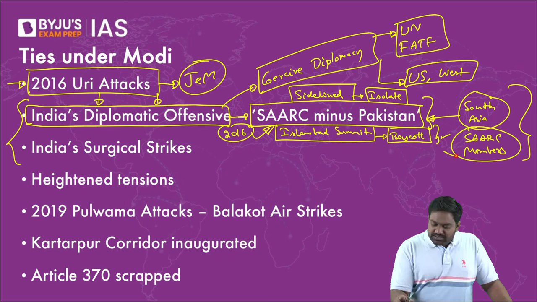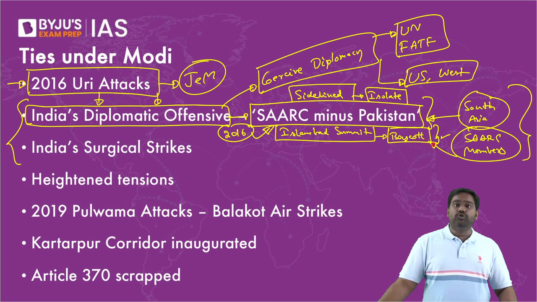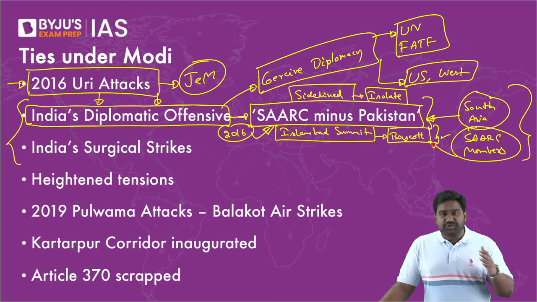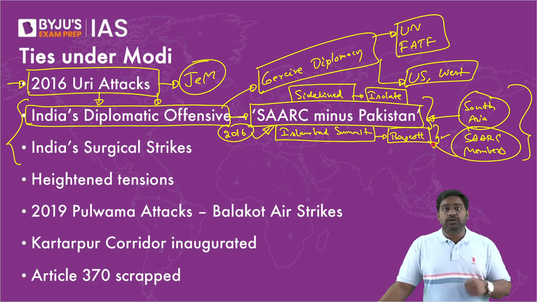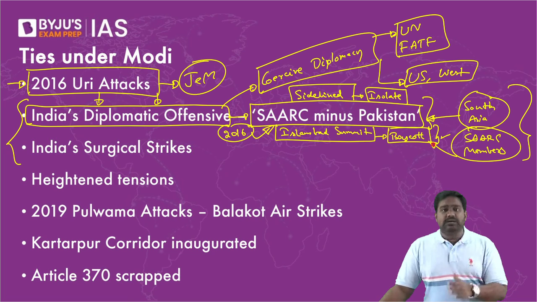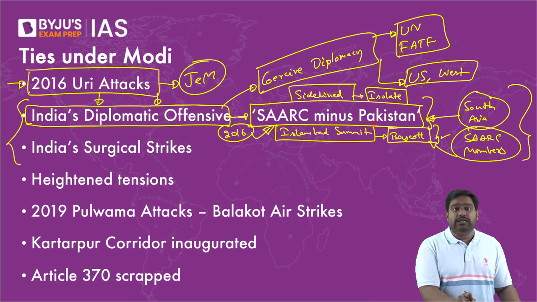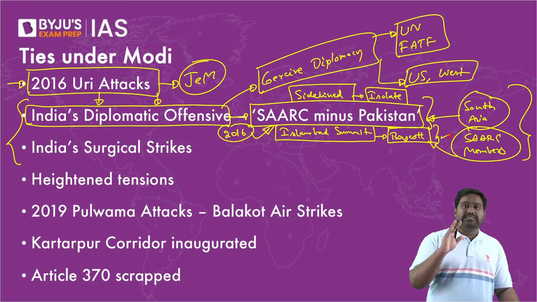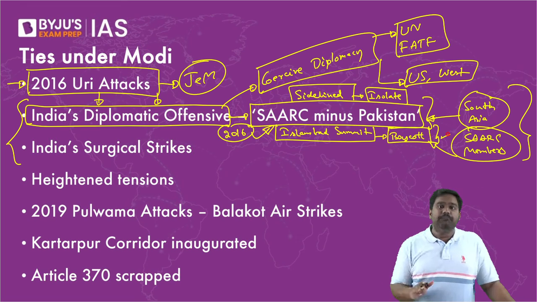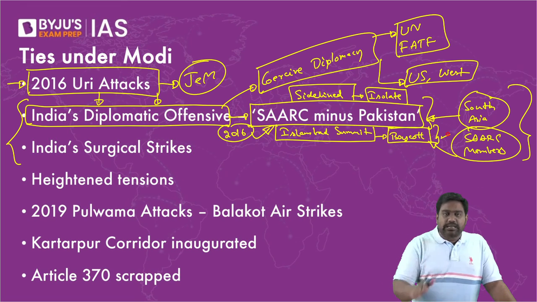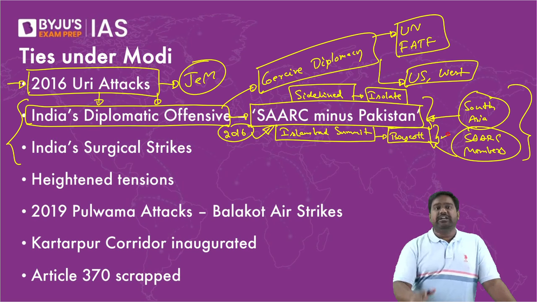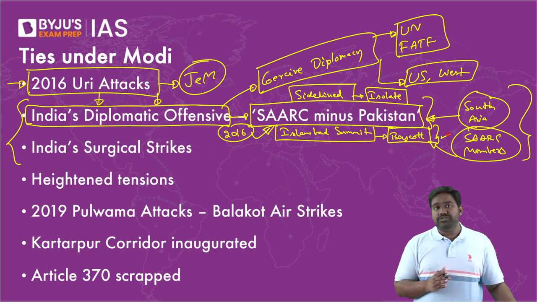We'll study more about this tomorrow when we take up these regional groupings. All the SAARC members, Sri Lanka, Bangladesh, Nepal, Bhutan, Maldives, Afghanistan, they all supported India. They blamed Pakistan for the Uri attacks, and they all boycotted the Islamabad summit. The SAARC summit did not happen. So since then, we have sidelined SAARC and we have isolated Pakistan in the region through diplomatic efforts.